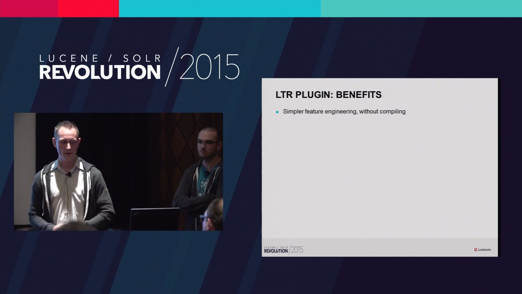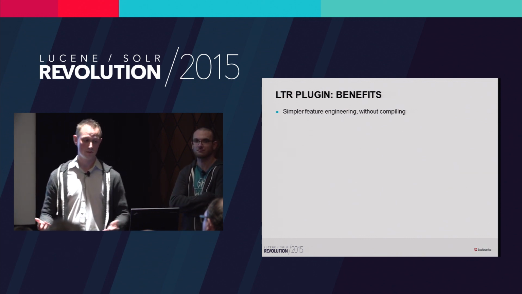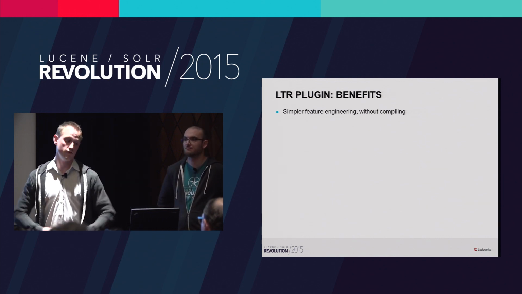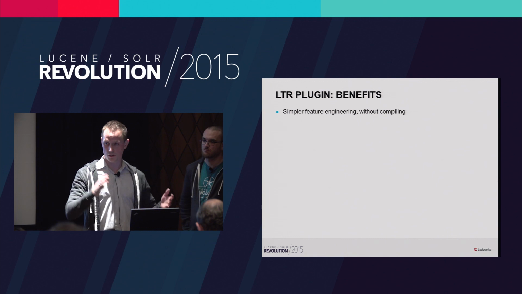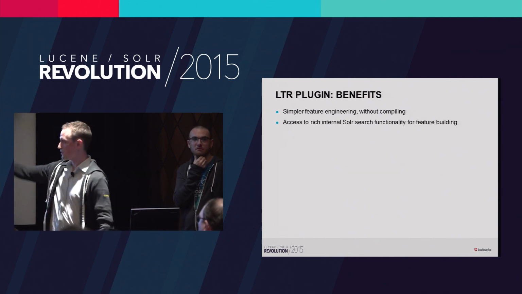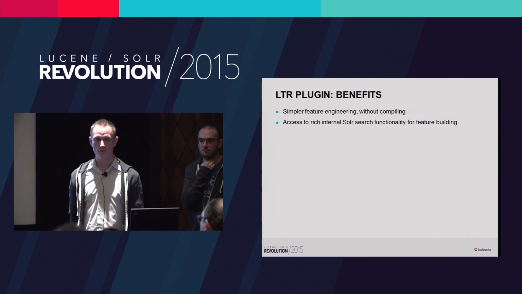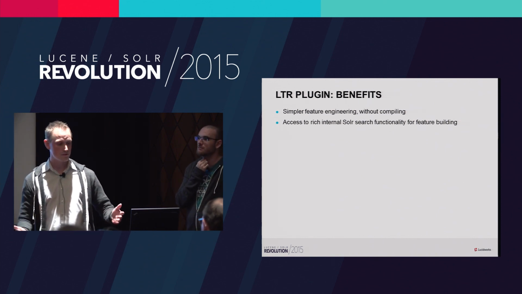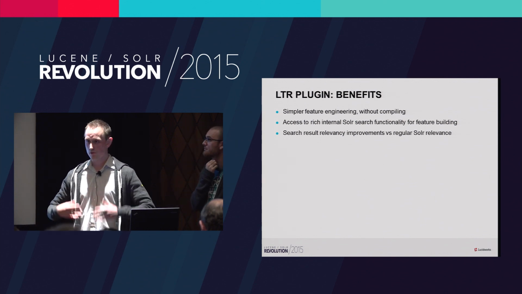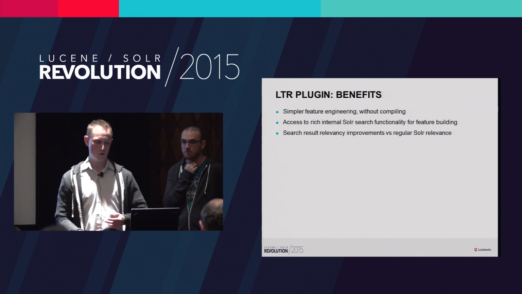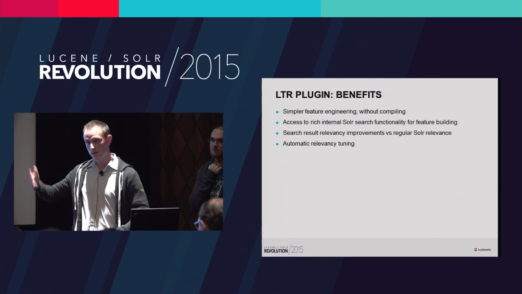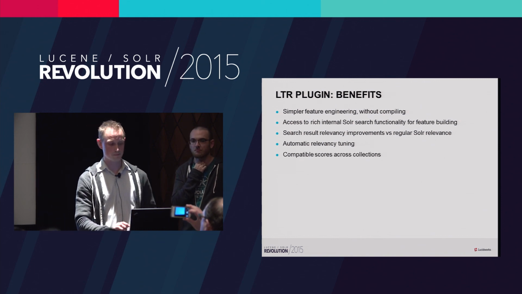So just to really hit it home, some of the benefits that we got out of this: the feature engineering process is much simpler. And now that it's config-based, you don't even have to compile these unless you're going to do some specialized feature classes. We get access to the rich Solr search functionality inside, so you can leverage that as features. And of course, the relevancy over regular Solr tuning is much better when using learning to rank. And of course, if you're training your model periodically, you get built-in automatic relevancy tuning.